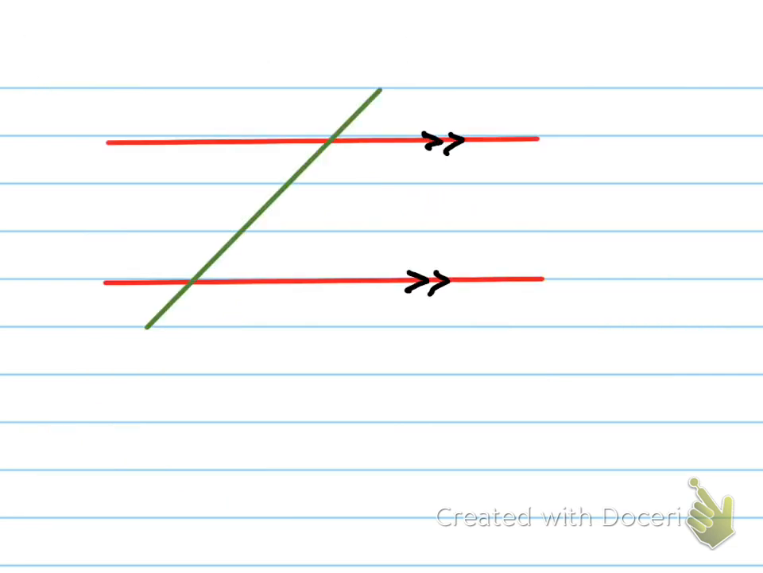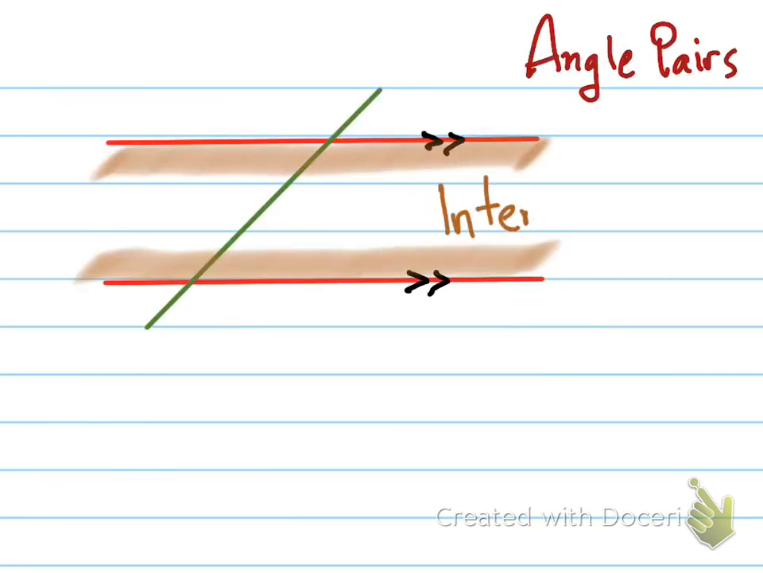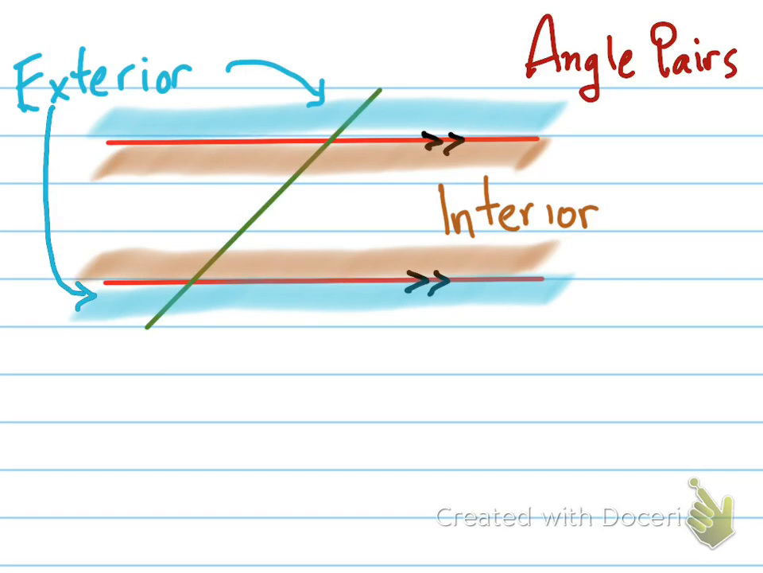So first off, when we have this situation and we're talking about special angle pairs, any pair of angles that's on the inside of the parallel lines, in between the two parallel lines, they're going to be called interior angles. And angles that are on the outside, obviously, are going to be called exterior angles. Okay? So you've got interior angles, exterior angle pairs, and if they happen to be on the same side of that transversal, so look at those two angles there. They're both inside the parallel lines and they're on the same side of that transversal line. They're called same side interior angles, okay?